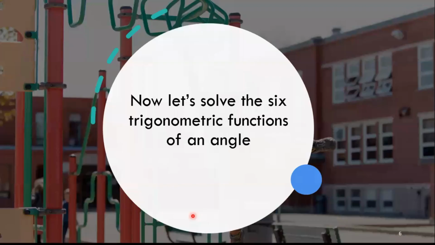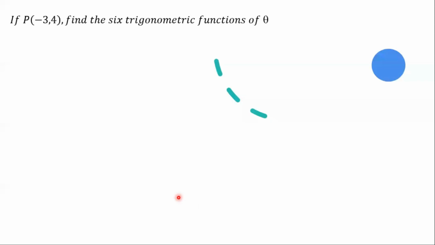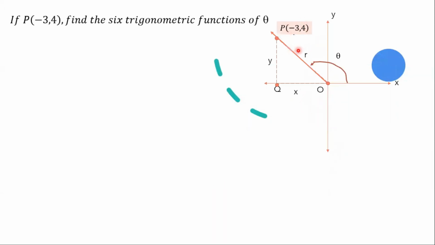Okay, so now let's solve the six trigonometric functions of an angle. For example, if P is negative 3, 4, meaning x is negative 3, y is 4, find the six trigonometric functions of theta. Solving for the value of r, r squared equals x squared plus y squared, then r equals 5. So take note, r is always positive.